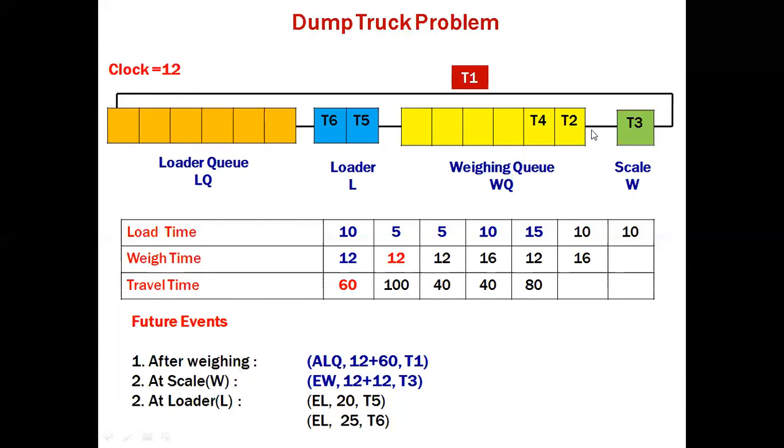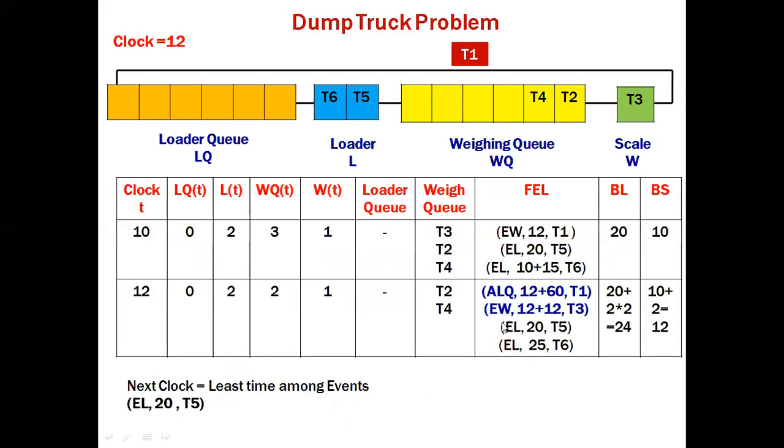So at scale now there is a new truck T3. So find out EW: current time plus the new weighing time is 12. Then this is new. At loader, there is no change. T5, T6 are there, so just leave it as it is. So in the table, you have got 4 events.